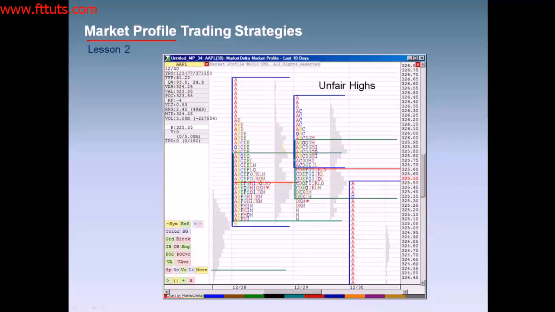So these very same pictures that we were looking at, we can look at them and use a different vocabulary to describe them. But really, we're talking about the same thing. Here's an unfair high. This was an unfair high. And sure enough, the market decided that even these levels here were representing an unfair high in the market, and prices continued to decline.